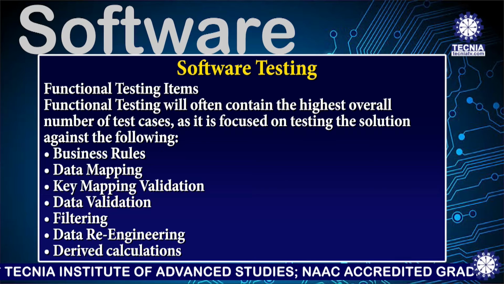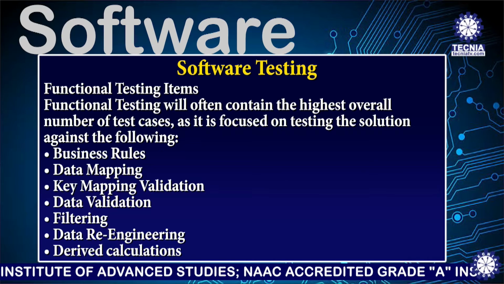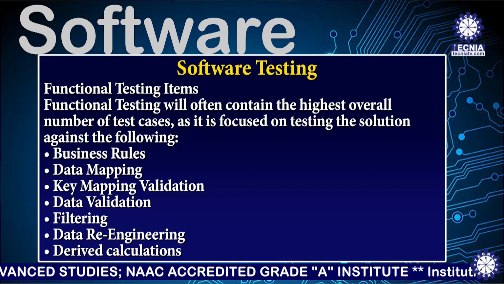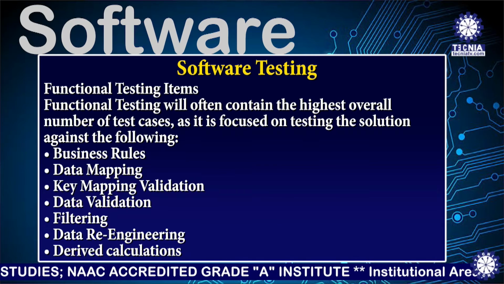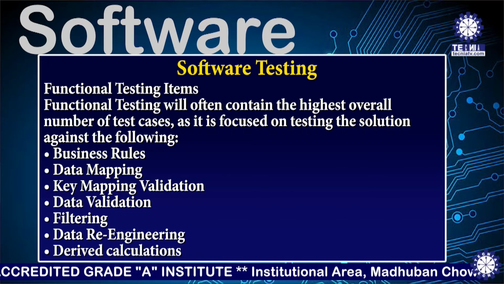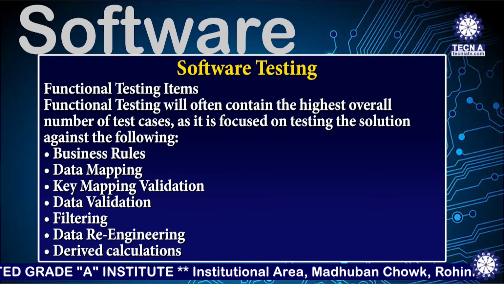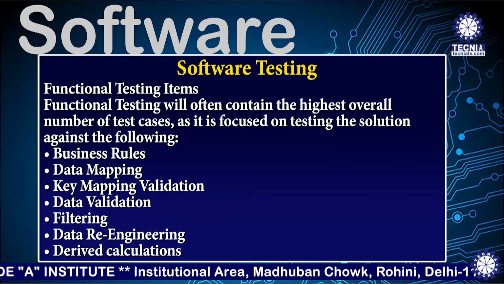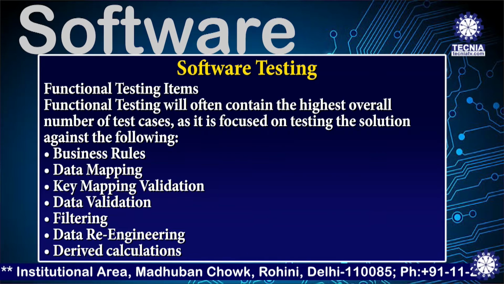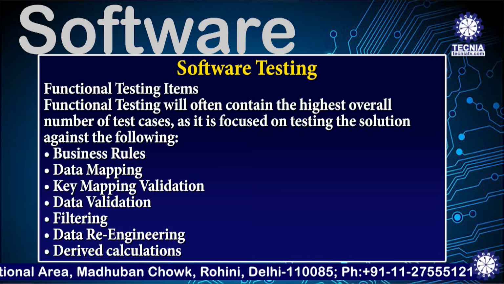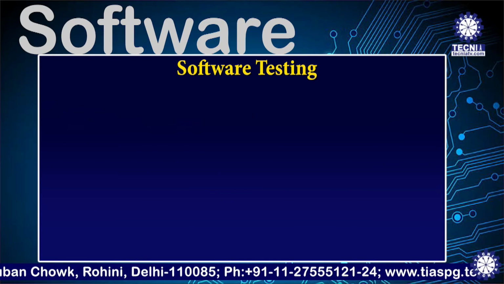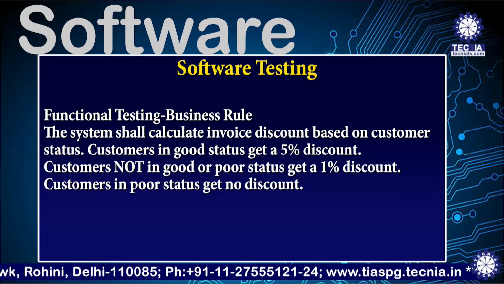So friends, in functional testing, we check the functions of any software on these parameters. These parameters we will discuss in coming slides one by one, so that you can understand what functional testing is and what the various components of functional testing are. Before we start, we will first discuss what a business rule is.